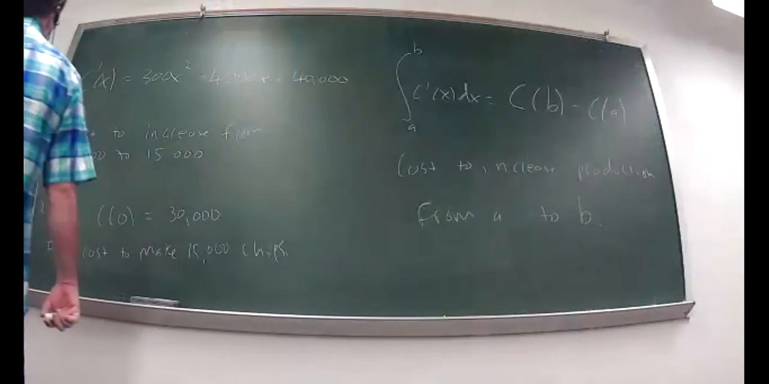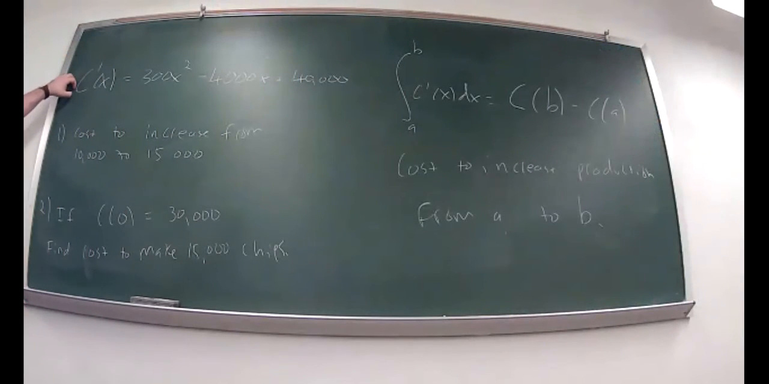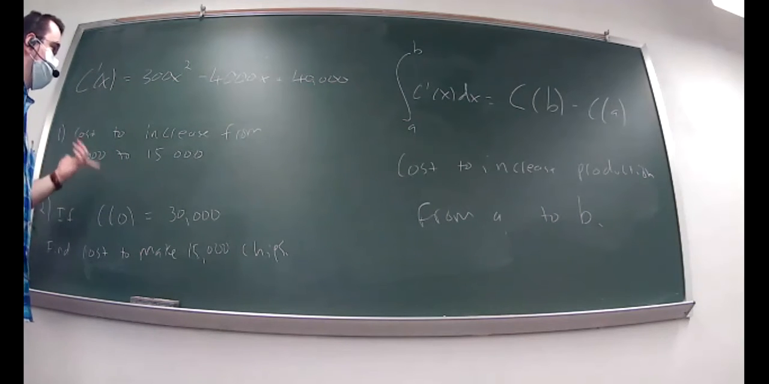But you're given a lot of hints and clues, because you've got a marginal cost, which you know is a derivative, and you've got a formula for it. And so if you want to increase production from 10,000 to 15,000, I would interpret that in terms of the cost function, right?